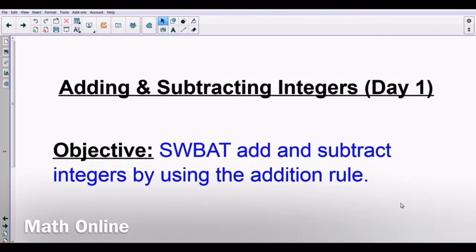I'm Mrs. Solis, and on today's video, we will talk about adding and subtracting integers, day 1. So today's objective is, students will be able to add and subtract integers by using the addition rule. If you are ready for this, let's move on to the next slide.